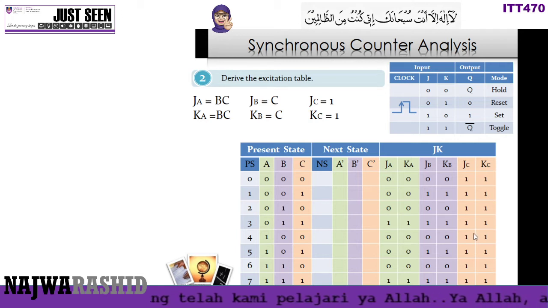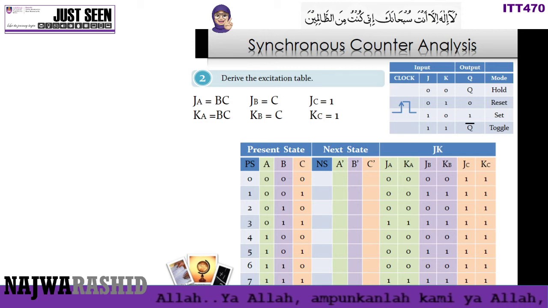Next part, you already know the expressions. JA and KA come from BC. So look at the BC: 0, 0, 0, 0, 1, 0, 1, 0, 0, 1, 1, 1. So you fill up JA and KA. Next, JB and KB equal C. Look at this C: 0, 1, 0, 1, 0, 1, 0, 1. So fill up JB and KB. Next one, JC and KC equal 1. So you just put 1 for every row.